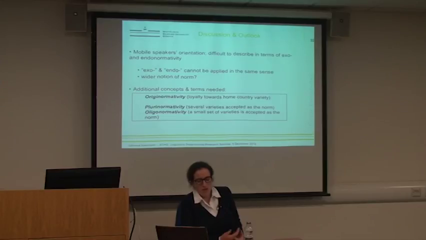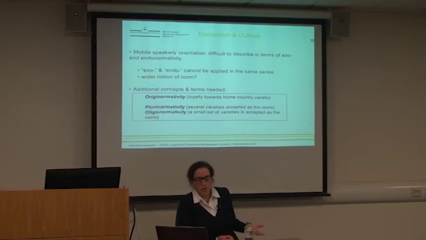And so I think that there should be some wider notion of a norm as well, because, as I've tried to illustrate with the results earlier, what if actually a range of accents is accepted? Then we cannot really say that there's an orientation towards one variety. So maybe we need a different kind of notion for this norm as well. And we probably don't need it for every context, but at least I think we should think about introducing other terms there. And I just thought about a couple of terms that would be necessary. There are others that we should maybe introduce as well.